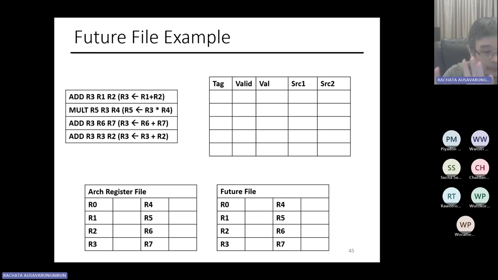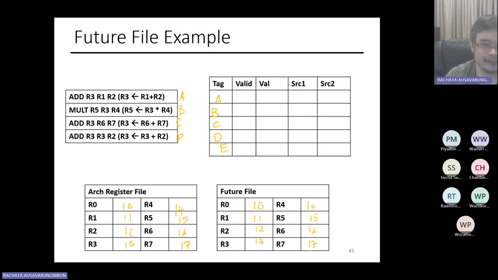So this is basically the full example. It's a recap of the same code that you saw earlier. I'll use the same tags A, B, C, and D, for instruction A, instruction B, instruction C, instruction D. Let's assume both files originally have the same value. The architectural file has 10, 11, 12, 13, 14, 15, 16, and 17. The future file only has the tag. Originally it's valid, so it's 10, 11, 12, 13, 14, 15, 16, 17.